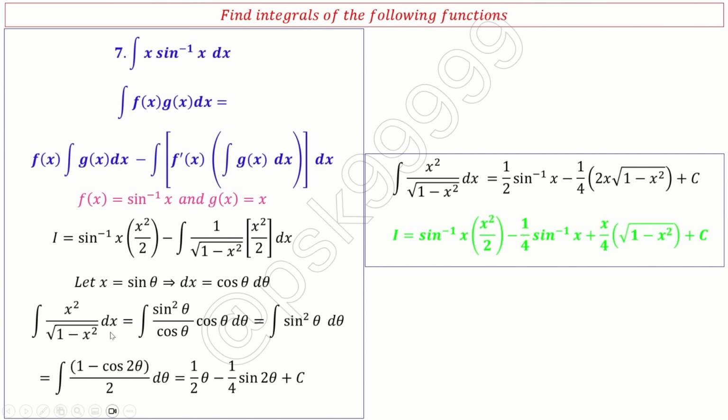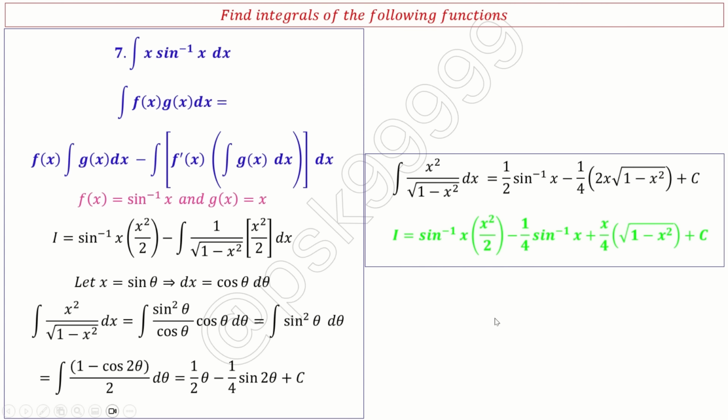Now for theta I will substitute sin inverse x. So the answer for integration of x square by square root of 1 minus x square is nothing but 1 by 2 sin inverse x minus 1 by 4 into 2x square root of 1 minus x square plus constant. Then I need to add this part for the complete integration. So sin inverse of x into x square by 2 minus all this.